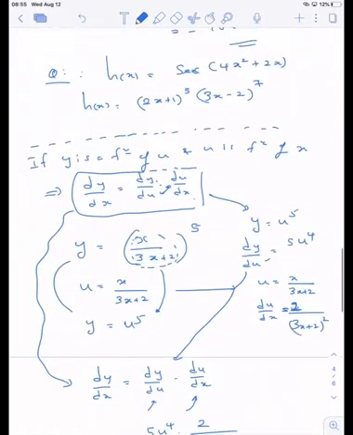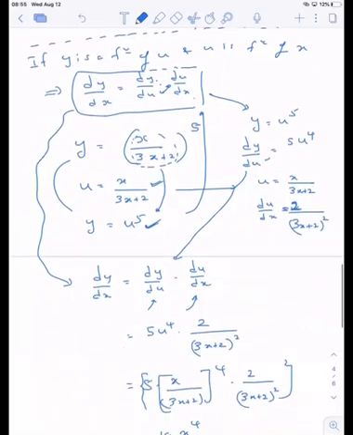So you can understand this as: you decide which function is u, and then you write u as a function of x, and then you write y as a function of u, and then you differentiate this term and this term separately and substitute into the equation. Directly it will give you dy over dx, right? So that's what we did here.